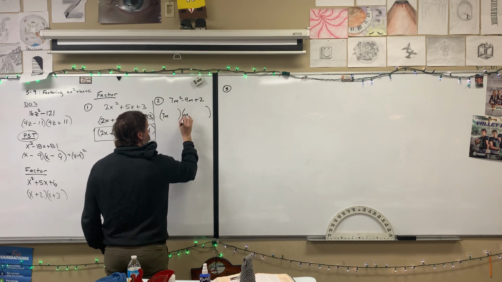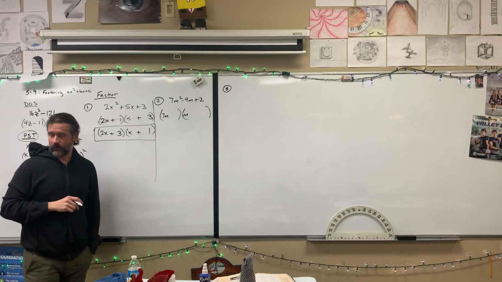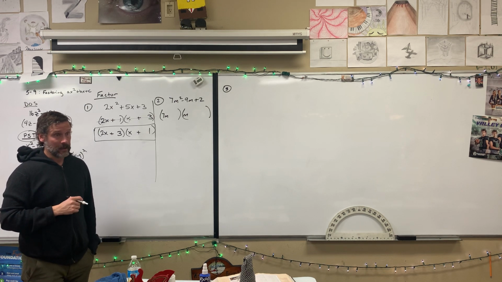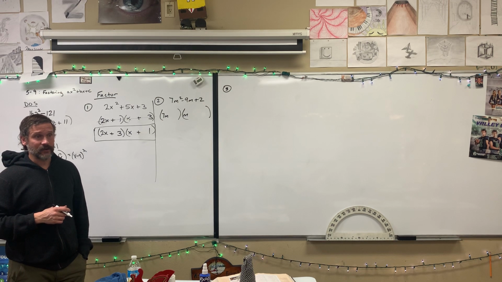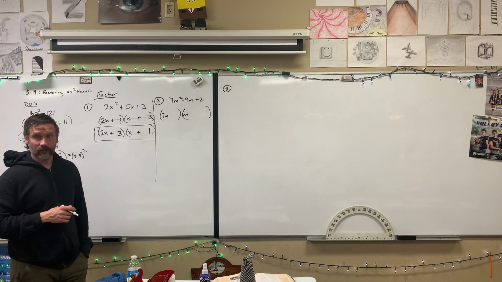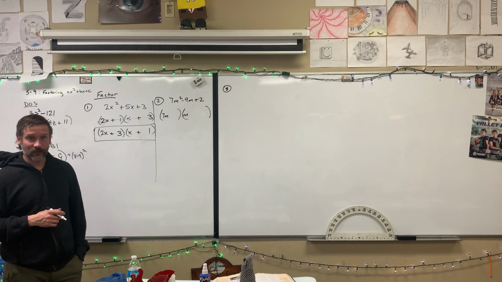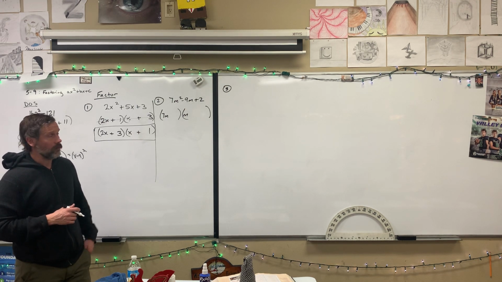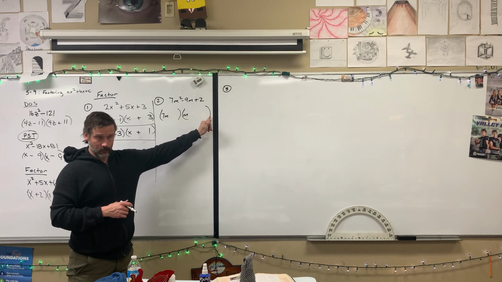So hopefully most of us are getting 7m times m. Because that would give you 7m squared. There's no other options for 7m and m. It's just 7 and 1 are your only options for that. Hopefully most of us are getting 2 and 1. Because there's no other options for 2 and 1. The question is, where do I want to put the 2? Where do I want to put the 1?